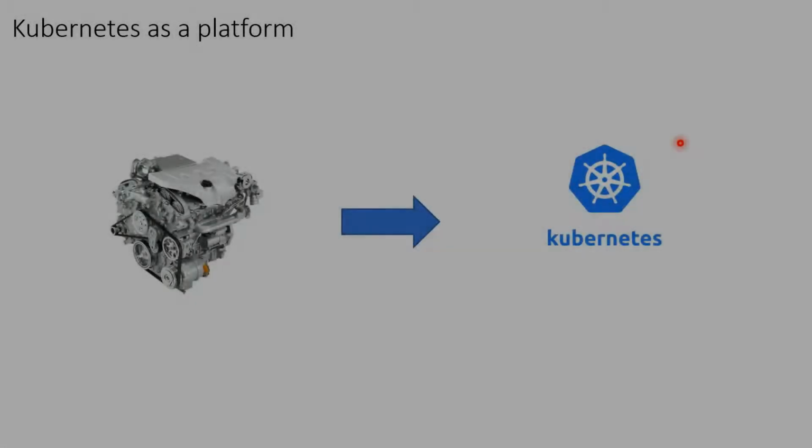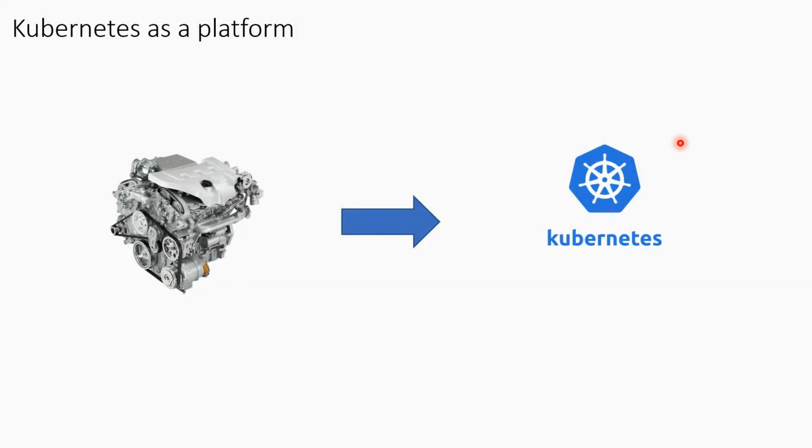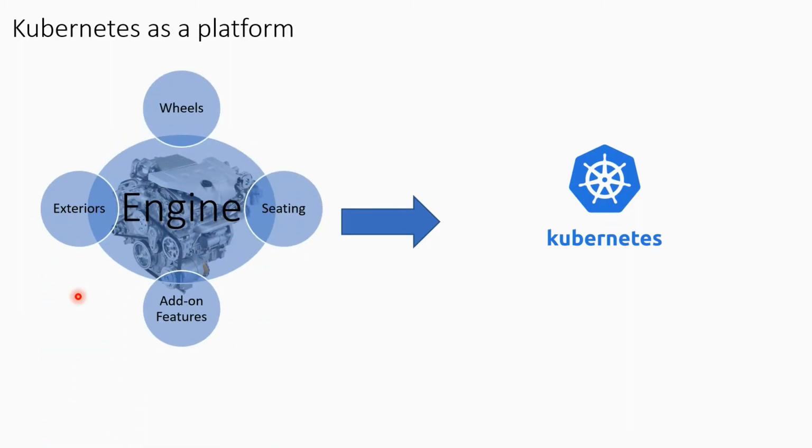Let us understand Kubernetes as a platform. If I compare a platform with a car or a vehicle, then Kubernetes can be imagined as the engine of that vehicle. As you see, this is an engine, and this is one of the key components of a vehicle. I mean, you cannot imagine a car or a vehicle without an engine, right?